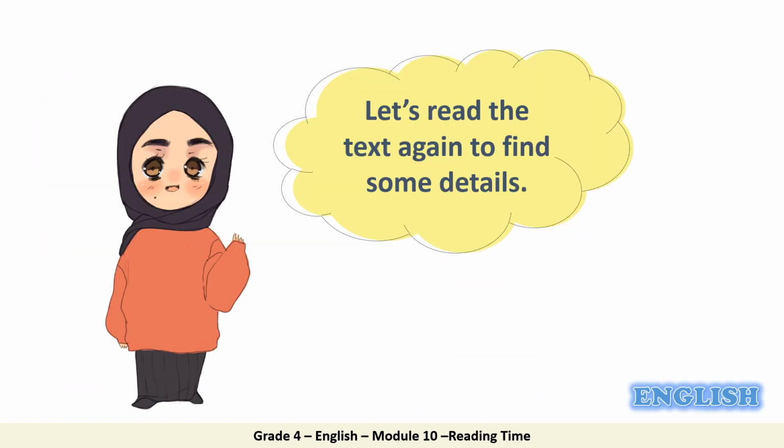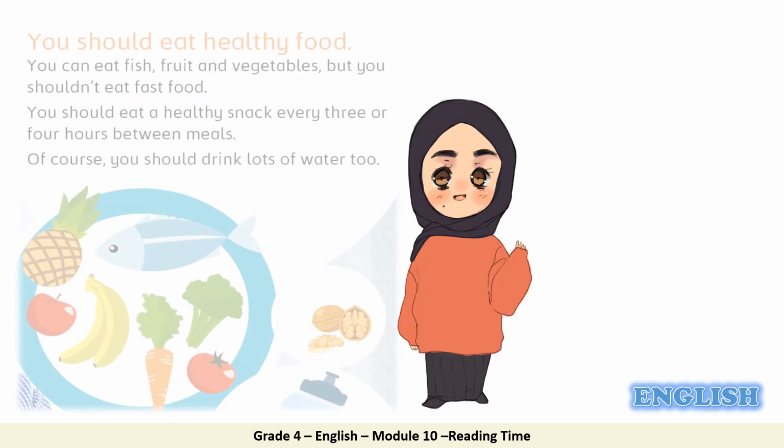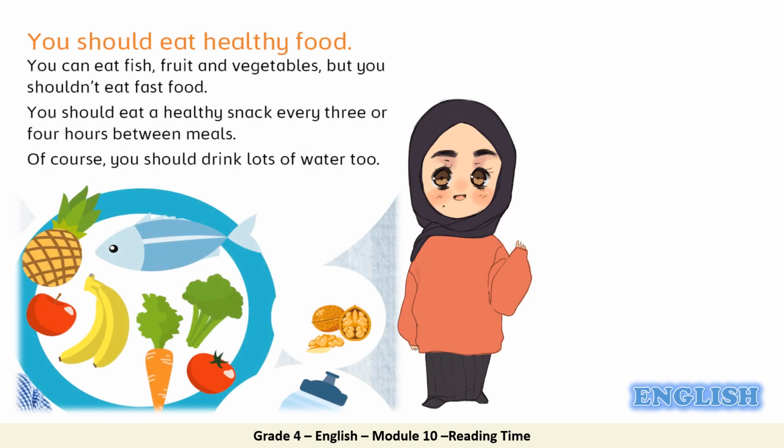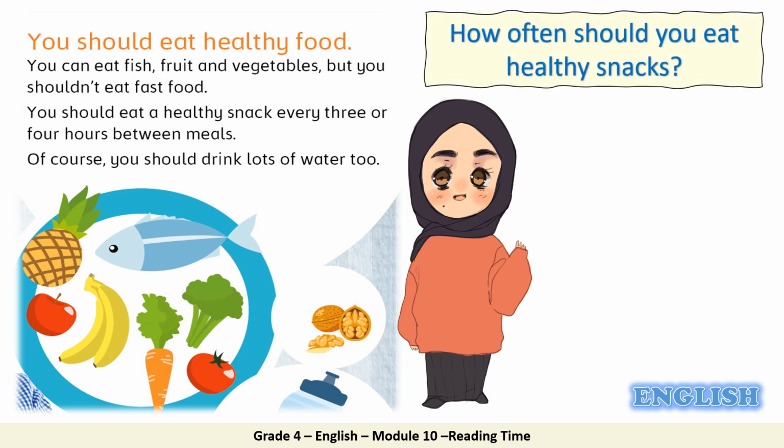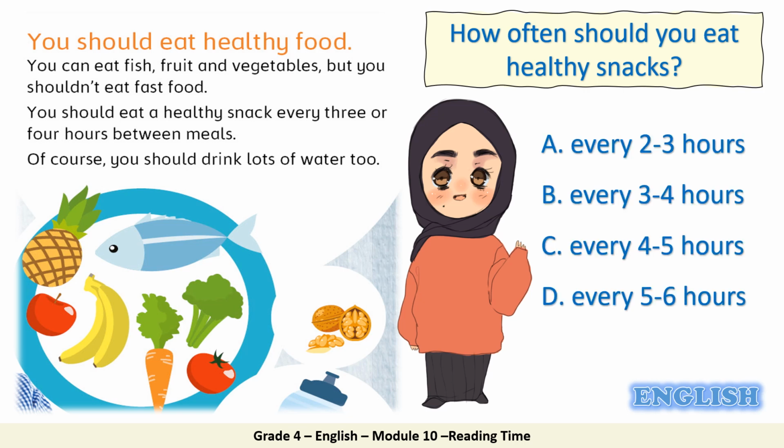And now let's read the text again to find some details. Let's start with this paragraph talking about healthy food. Read it silently and find the answer to the following question. How often should you eat healthy snacks? You have 4 choices, and you have the keywords, the numbers, and the word hours. You can find it in the text. You should eat healthy snack every 3 or 4 hours. So my answer is B. Great job.